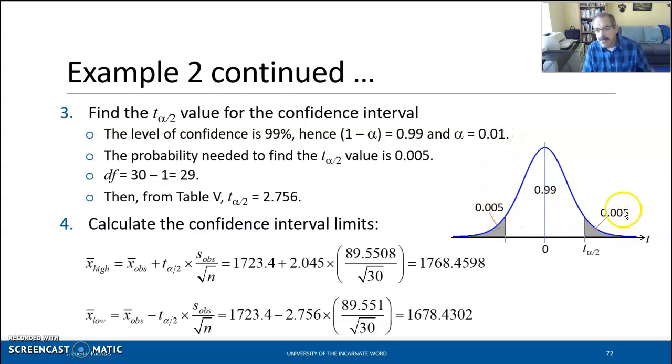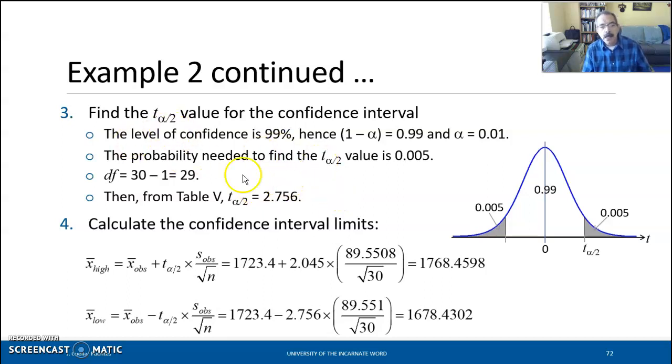So we're going to use that probability and the degrees of freedom, which is the sample size minus 1, so 29. And with those 2 pieces of information, the probability and the degrees of freedom, we go into table 5 and we find the t-value, which is 2.756. Please use your table and verify this value. Make sure that that is correct so that you practice using table 5.